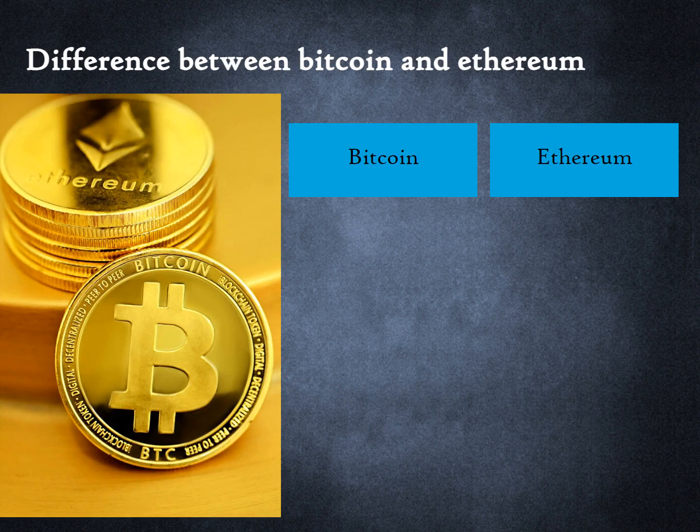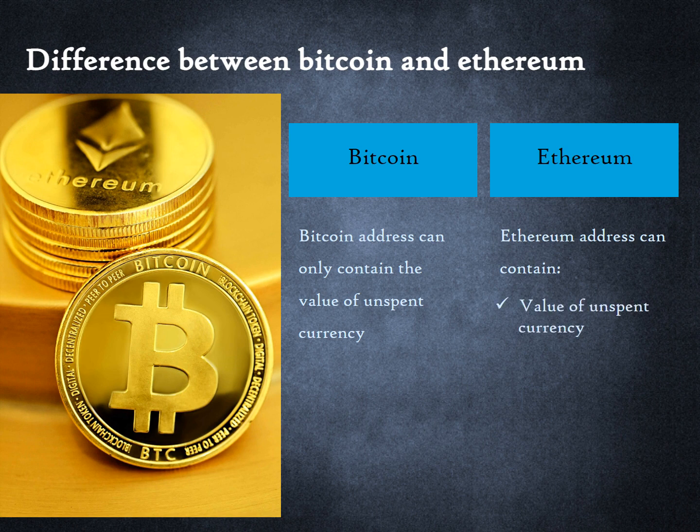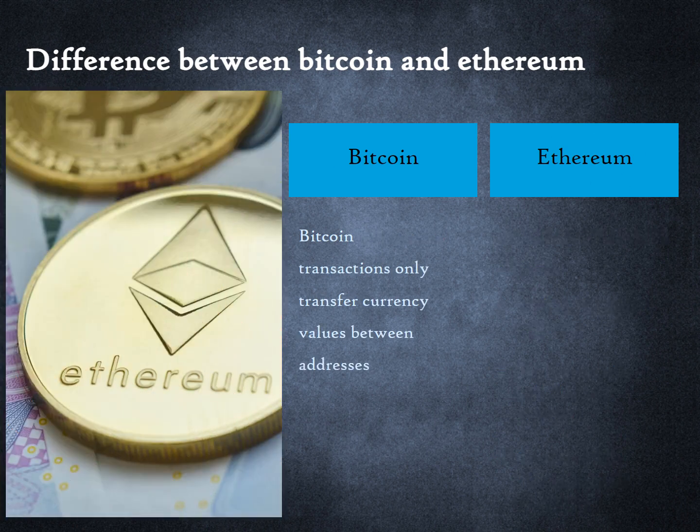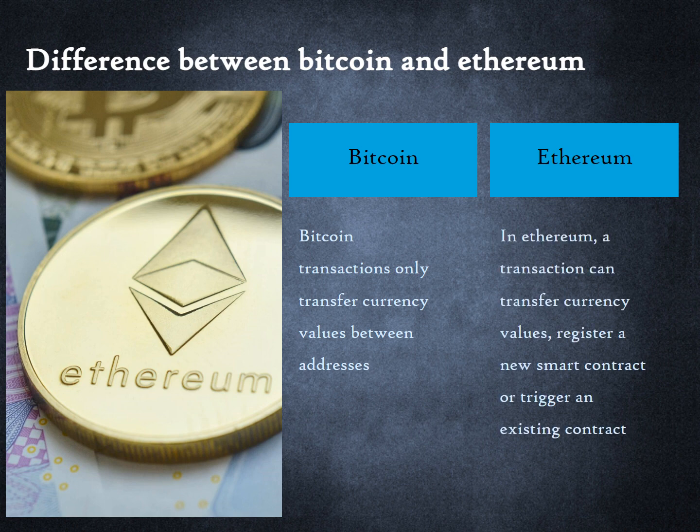We can now summarize the differences between Bitcoin and Ethereum we have learnt so far. The blockchain address in Bitcoin can only hold the value of unspent currency. Ethereum addresses can contain three types of information. First, the value of unspent currency. Second, software code, also called a smart contract. Third, the outcome of the execution of the smart contract. In our example, it was a number representing the number of subscribers. Bitcoin transactions only transfer currency values between addresses. In Ethereum, a transaction can transfer currency values, register a new smart contract, or trigger an existing contract.